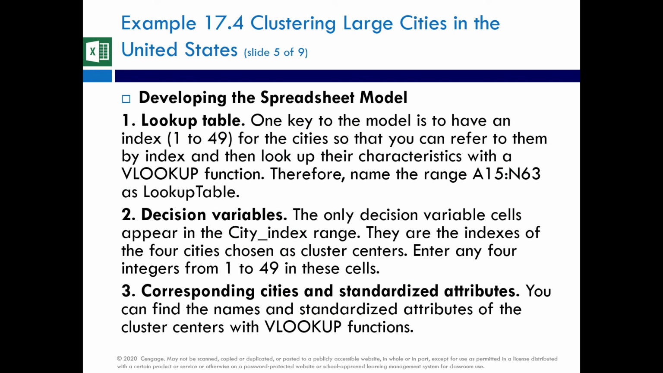Developing the spreadsheet model, a lookup table. One key to the model is to have an index from 1 to 49 for the cities so that you can refer to them in the lookup, using the VLOOKUP function, and therefore a named range. Decision variables: the only decision variable cells appear in the city index range. These are the indexes of the 4 cities chosen as cluster centers. Enter any of the 4 cities. The corresponding cities' standardized attributes, you can find with the VLOOKUP.